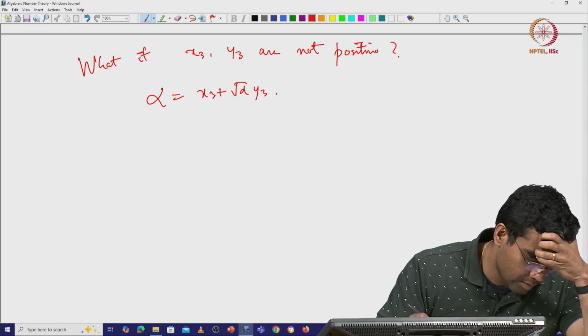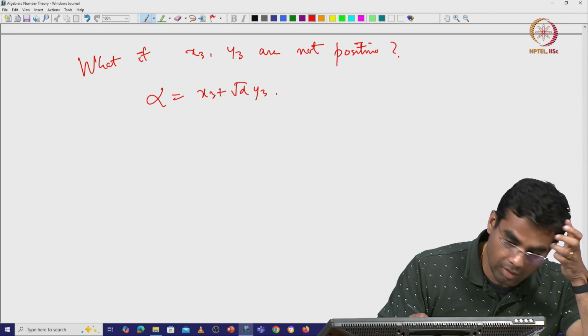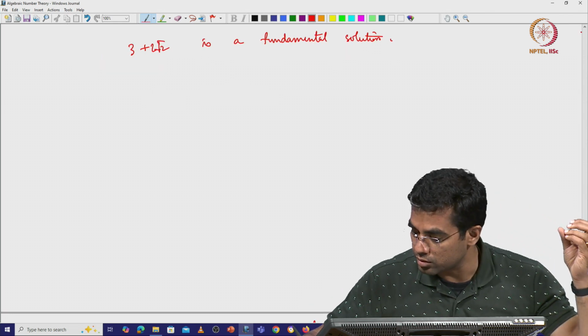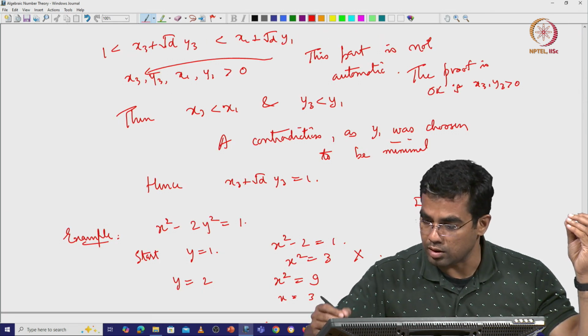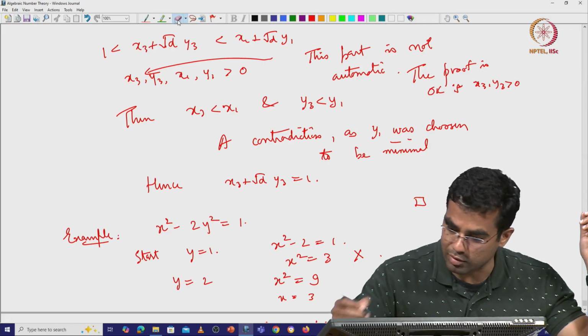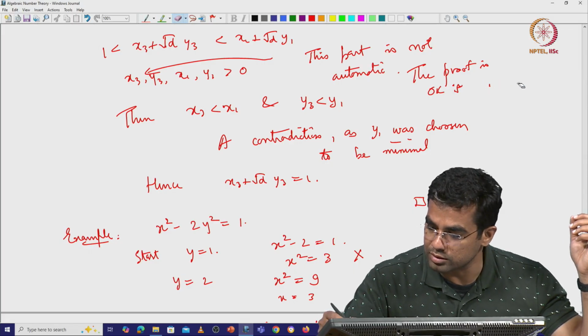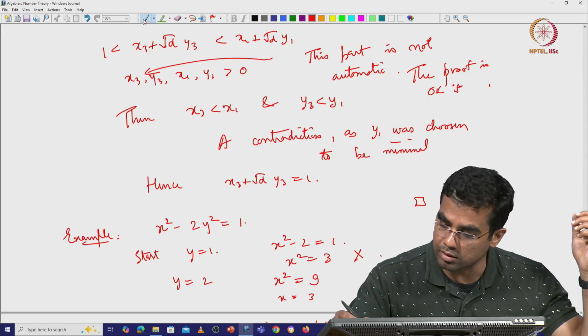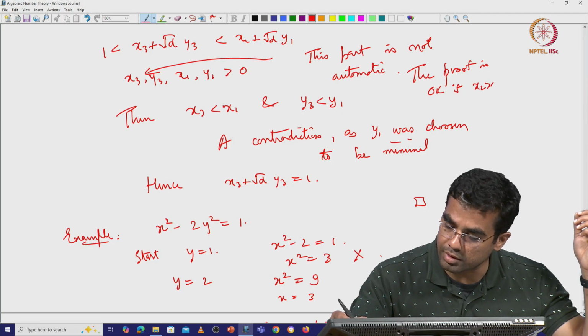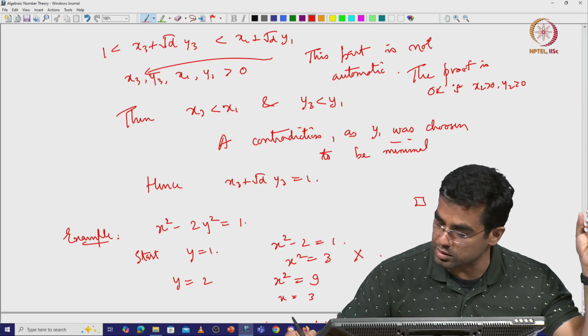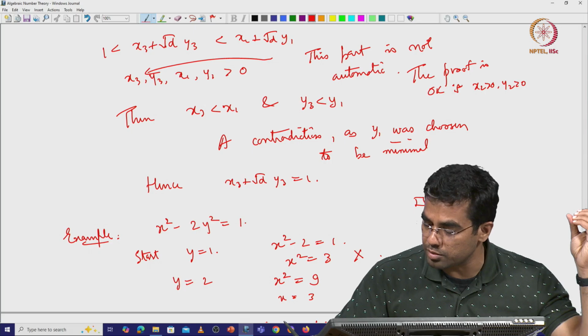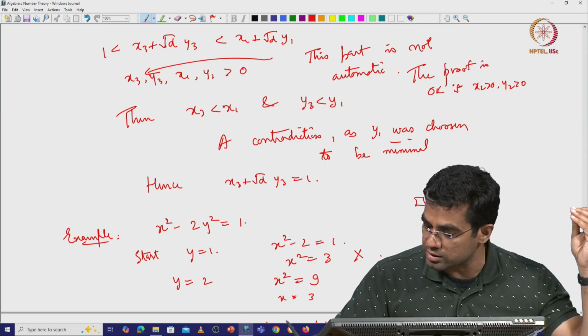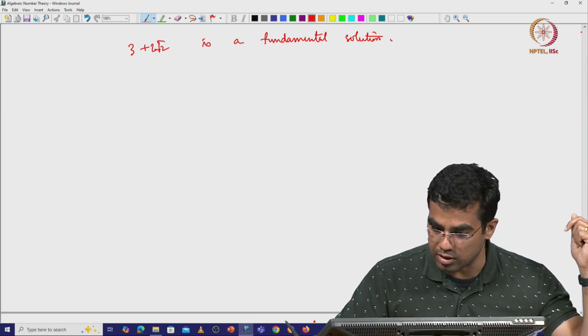Right. Yeah. No. Not this. I mean, what I mean is x2 and y2. x2 is bigger than 0 and y2 is bigger than 0. It can happen that one of them is positive and another one is negative, or they are both negative.